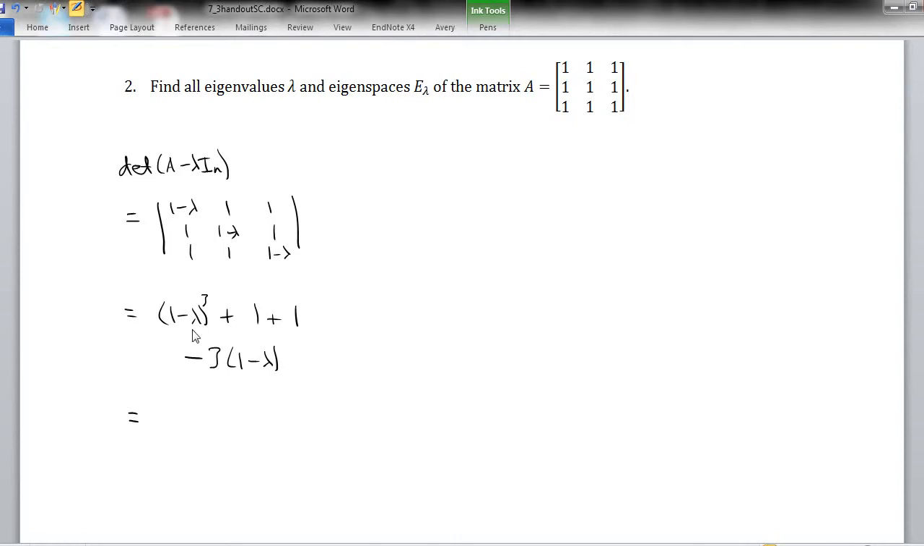And so if we expand out this cube, remember the third row of Pascal's triangle is 1, 3, 3, 1. So we got, remember your minus sign here, negative lambda cubed plus 3 lambda squared minus 3 lambda plus 1, and plus a couple more ones. Then down here we have minus 3 and plus 3 lambda. Okay.